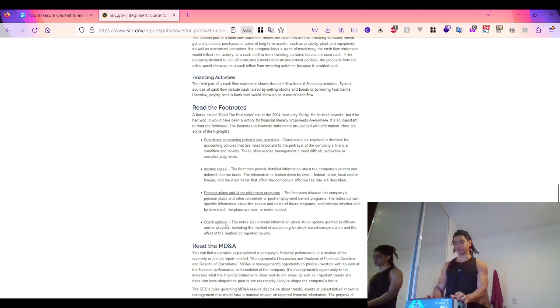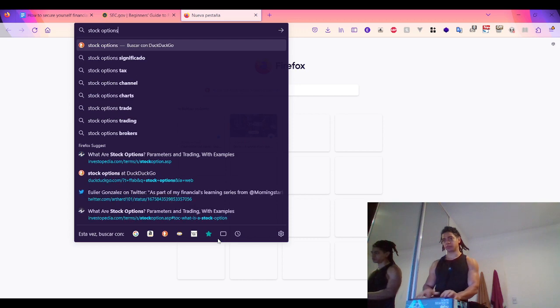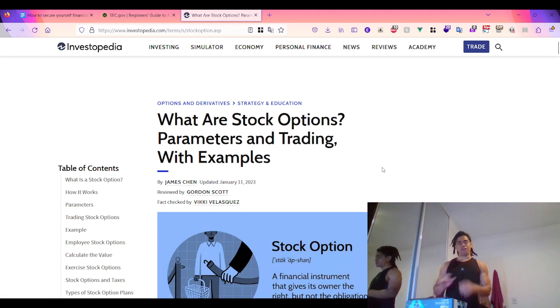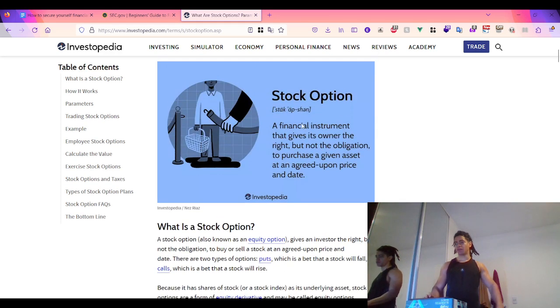So when I look at the stock options, stock options is a financial instrument. When we talk about financial instruments, they are assets that hold some monetary value. It's an asset or capital package.